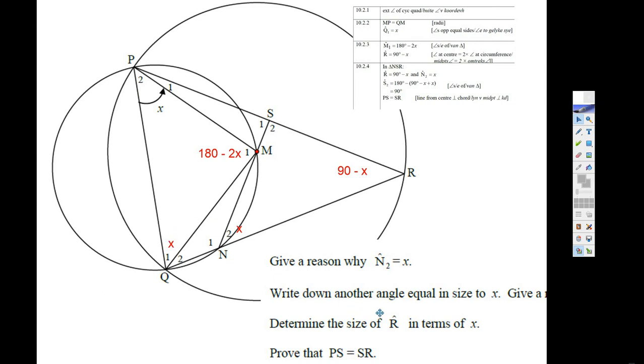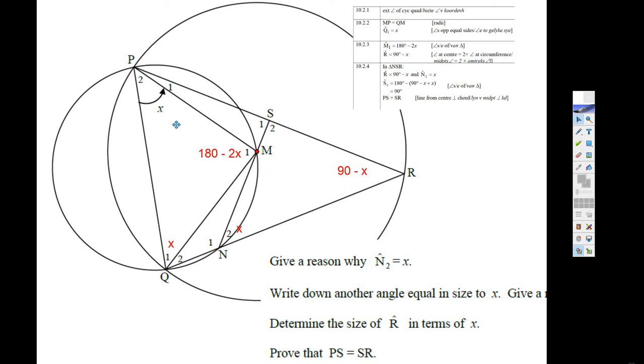Then they say, determine the size of R. Well, that's an angle at the center. This is an angle at the circumference. But how can we figure out this angle? All we do is go X plus X, go 180 minus. And that's the angle at the center. And the angle at the circumference must be half that. So R is 90 minus X, because the angle at the center is 2 times the angle at the circumference.